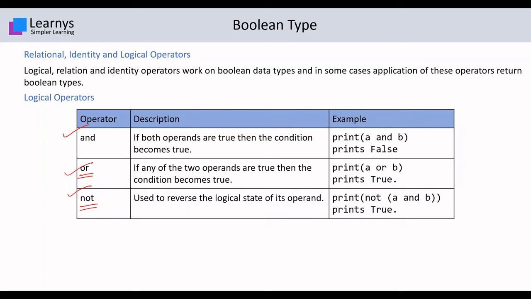its reverse. This means if we are writing print A and B, then A and B both should be true for the final output to be true. If we are writing print A or B, then either of these two should be true for giving value true. If we are writing not of A and B, so if A and B was false and we are writing not false, then it will give true.